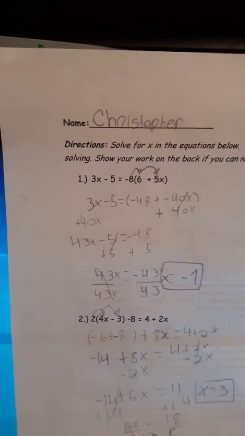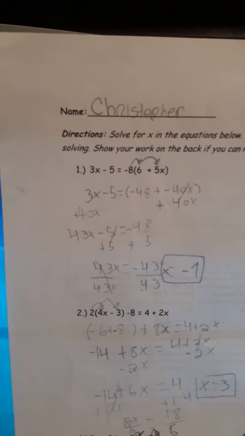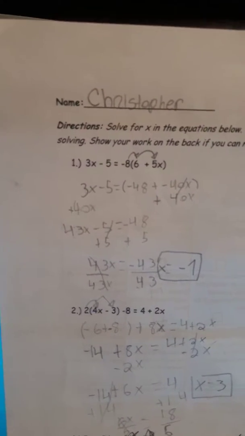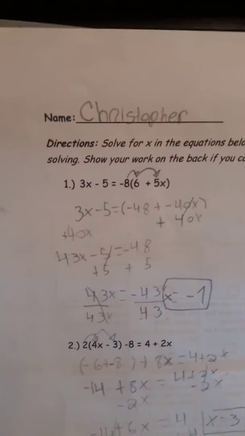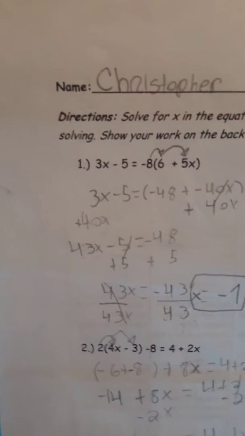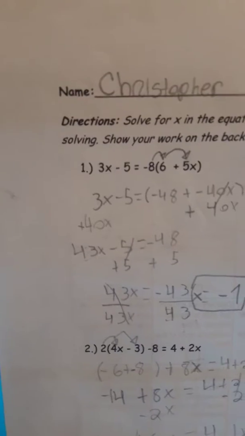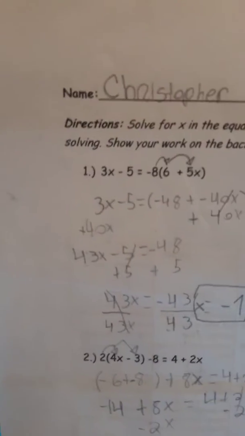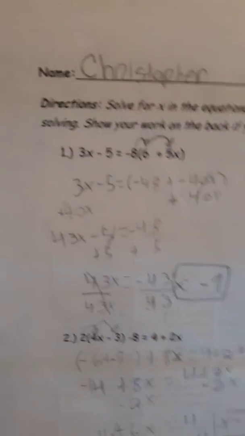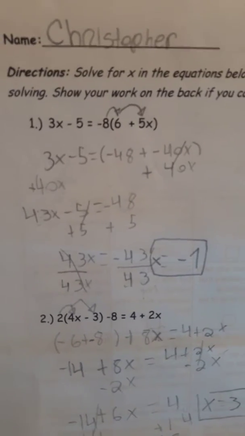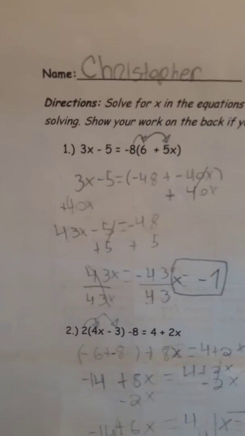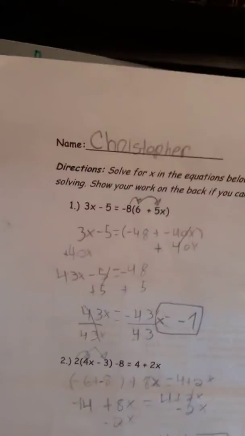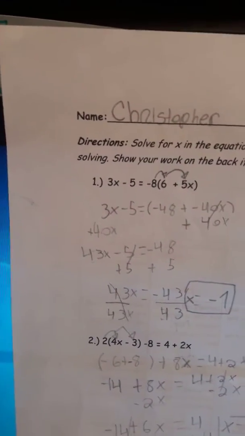So my first problem is 3x minus 5 equals negative 8 (6 plus 5x). So we had to do distributive property. So I did 8 times 6, and I got negative 48, and then negative 8 times 5, and I got negative 40. So I brought the plus sign down, and I have to bring these, so keep them the same, and brought these down.